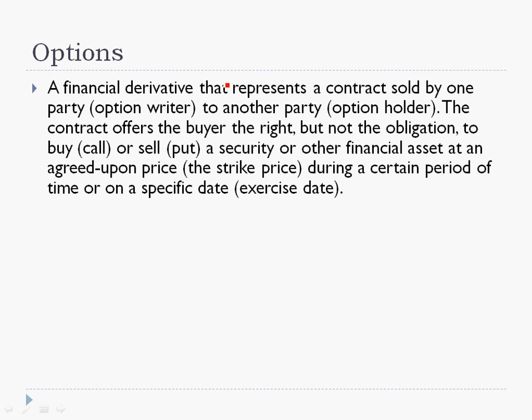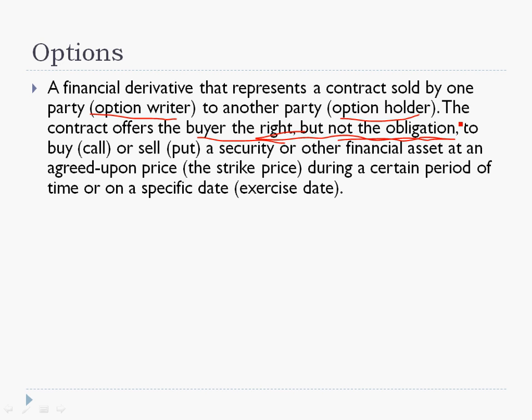The other important instrument is option, right? So it's a financial derivative that represents a contract sold by one party, called the option writer, to another party, which is the option holder. The contract offers the buyer the right, but no obligation. So that's the core difference. It offers the buyer the right and not an obligation.